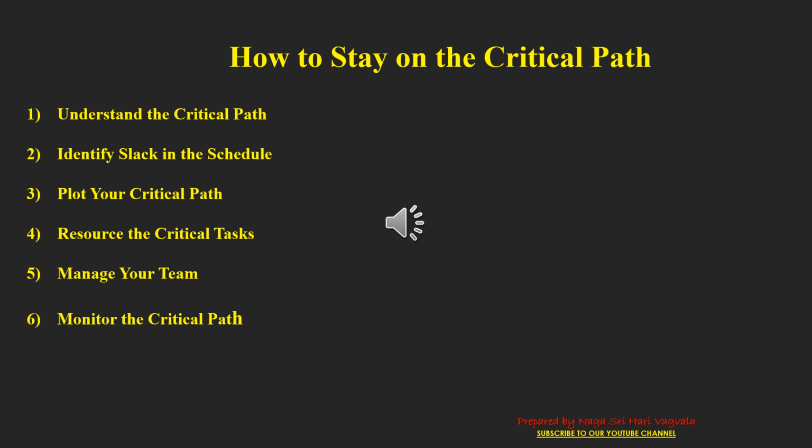Resource the critical tasks. The easiest thing to do to make sure you stay on the critical path is to allocate resources to the work. Do it early, so they know the tasks are coming. Tell the team which tasks are on the critical path and make it clear that you expect the work to start and finish on time. You can also consider putting your most experienced resources on critical path tasks. They are more likely to be able to complete activities on time with less help than less experienced team members.